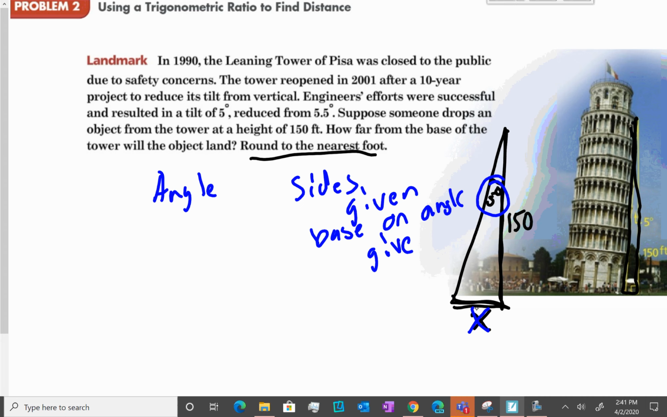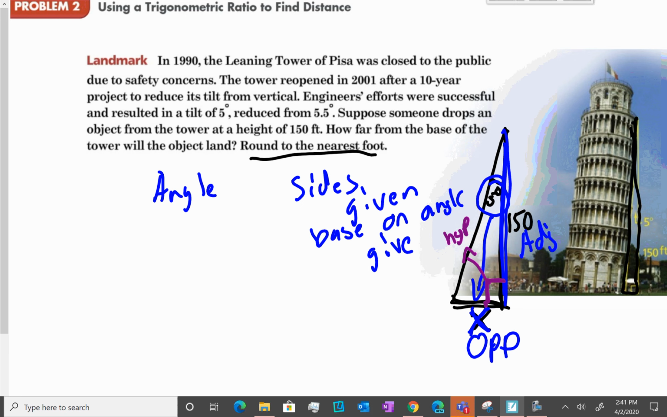Okay, well, what is this side across from that 5 degrees, that angle? Well, that would be opposite. And what side is this? That is the adjacent. And what I would recommend always doing is figuring out where the right angle is first. So here's the right angle, and finding that hypotenuse. So always find the hypotenuse first and then label the other two sides based on the angle that you're given.